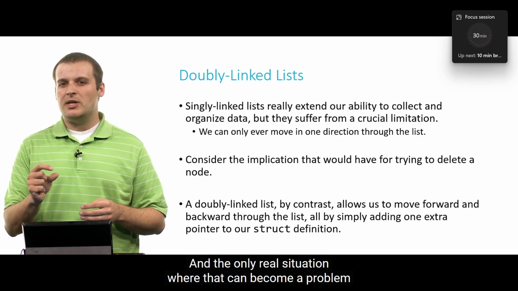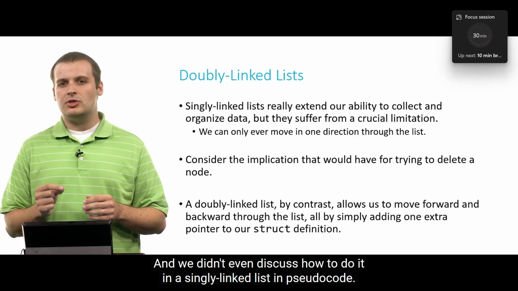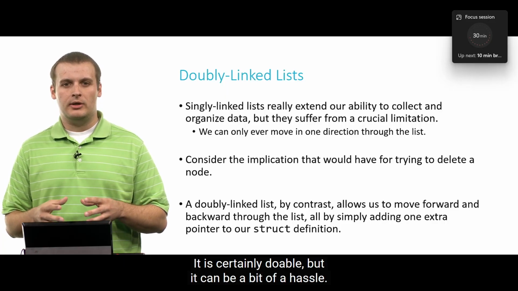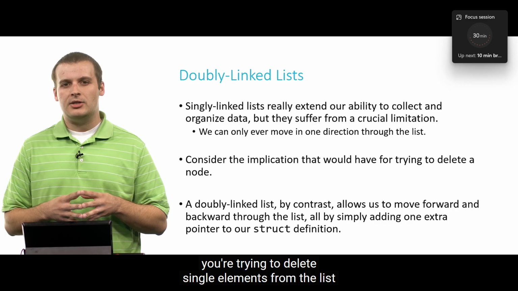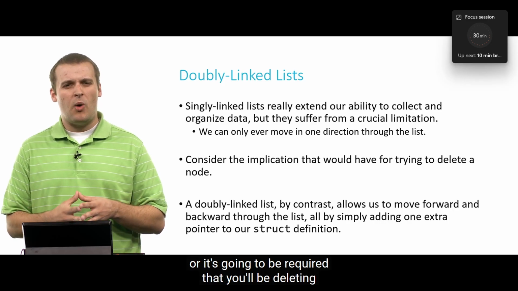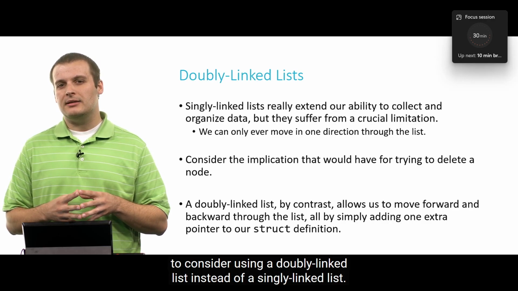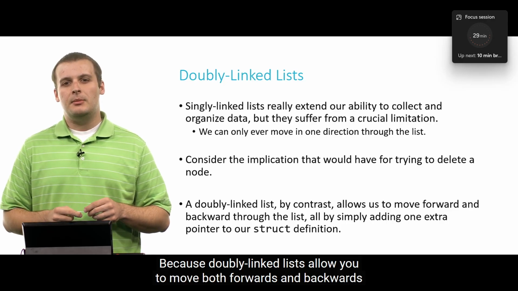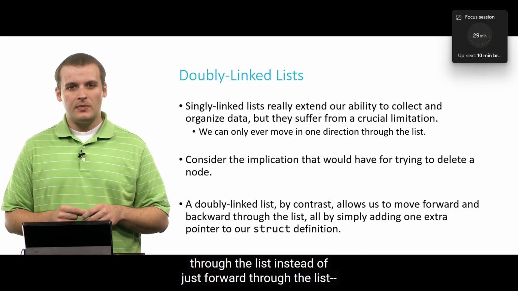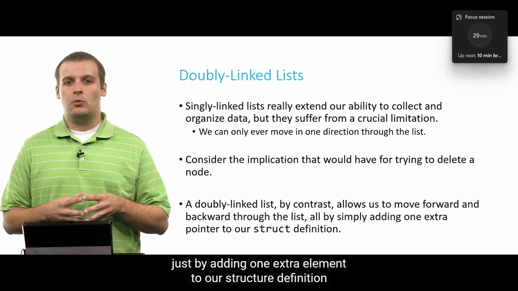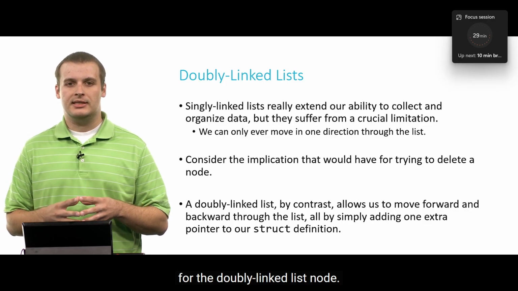And the only real situation where that became a problem was when we were trying to delete a single element. And we didn't even discuss how to do it in a singly linked list. In pseudocode, it is certainly doable, but it can be a bit of a hassle. So if you find yourself in a situation where you're trying to delete single elements from the list, or it's going to be required that you'll be deleting single elements from the list, you might want to consider using a doubly linked list instead of a singly linked list, because doubly linked lists allow you to move both forwards and backwards through the list instead of just forwards through the list, just by adding one extra element to our structure definition for the doubly linked list node.